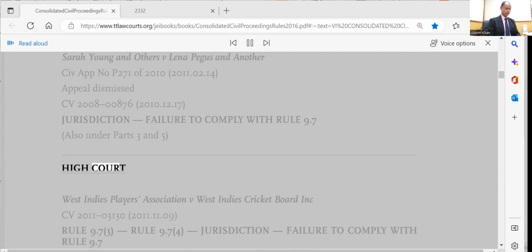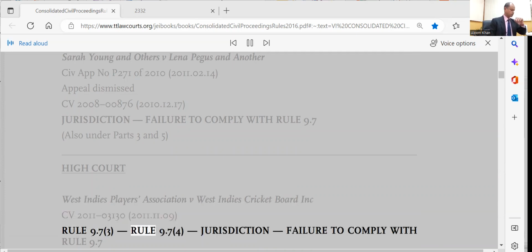High Court. West Indies Players Association v. West Indies Cricket Board Inc., CV 2011-03130, November 9, 2011, Rule 9.7(3), Rule 9.7(4), jurisdiction, failure to comply with Rule 9.7.